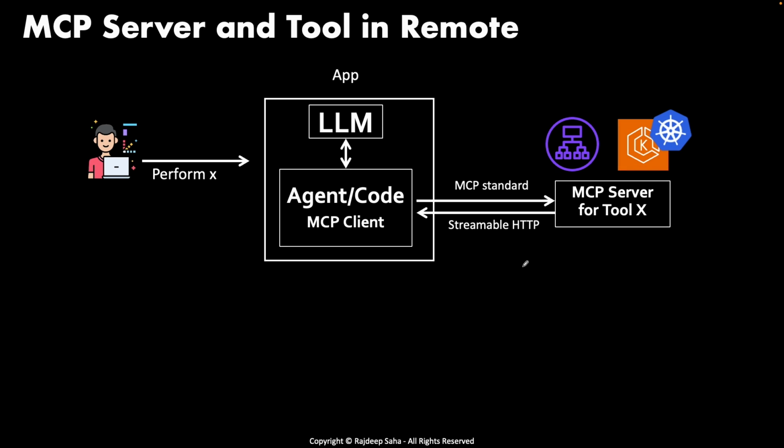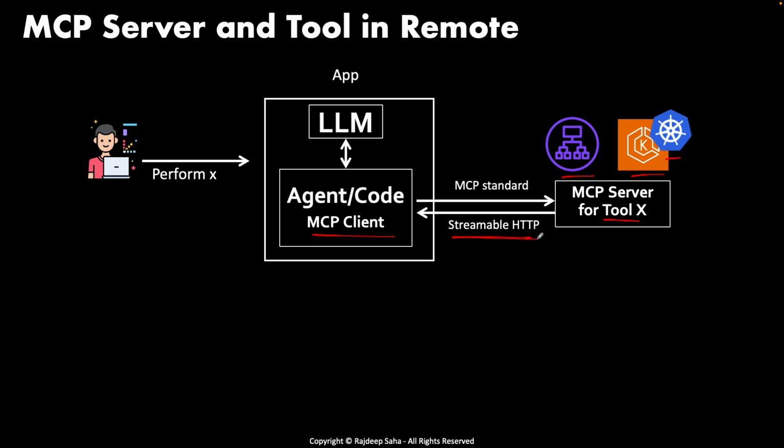So let's say we are running the MCP server along with the tool in Kubernetes running on Amazon EKS, and I exposed it through a load balancer service. You cannot use stdio because that's only for local. So this is your machine, this agent and code is running in your machine, and you are connecting to this load balancer. The communication protocol is streamable HTTP.